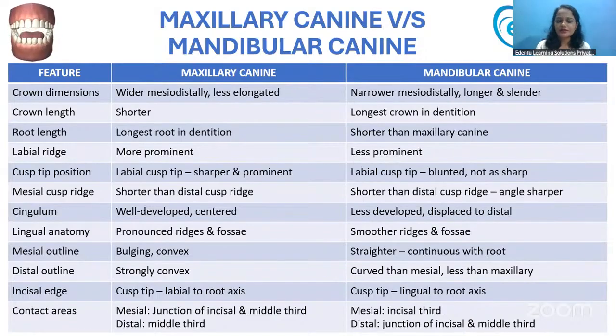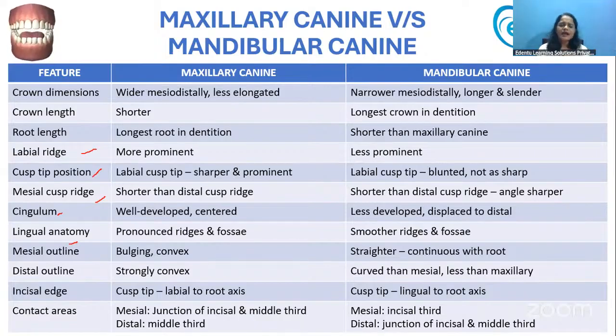Now coming to the labial ridge, all the other features like the lingual fossa, the labial ridge, the lingual ridge, and the other features will be less prominent in case of the mandibular canine, whereas they will be really very sharp, pointed and prominent in case of the maxillary canine. Whether it is the labial ridge, the cusp tip position, the mesial cusp ridge, the cingulum or the lingual anatomy, everything is very prominent in the maxillary canine. It is less prominent in the mandibular canine.